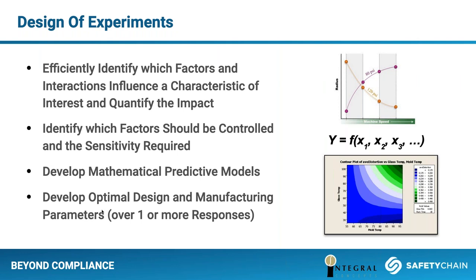Design of experiments is a really quick way to identify which factors and interactions are really critical and influence key product performance requirements. It also helps us understand which factors we really need to pay attention to and which we don't need to pay so much attention to, because we don't have all the time and money in the world to be monitoring everything and controlling everything. So we really need to figure out what really matters and what's not so important.